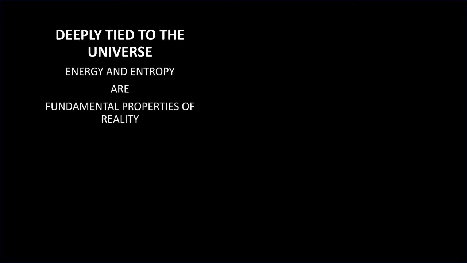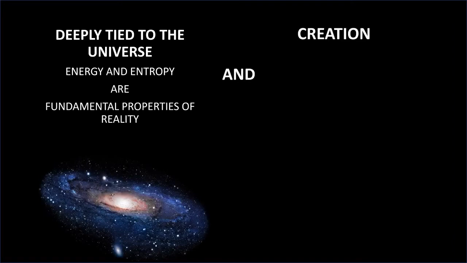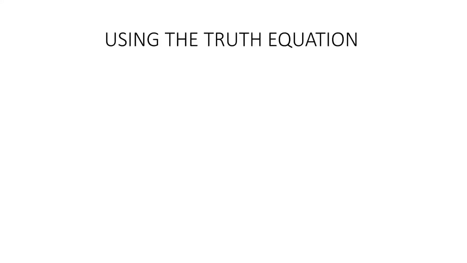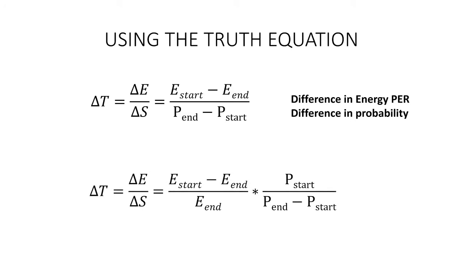This is actually deeply tied to the universe, as energy and entropy are fundamental properties of reality itself. It's also deeply tied to creation, this idea of the emergence of complexity from the universe, going from less complexity to more complexity. So how do you use the truth equation? We're going to use the lock again to describe a simple way to use it. Truth is change in energy per change in entropy. This can easily be described as the difference in energy per difference in probability. This is a way to normalize it. You just divide the energy by the beginning energy and divide the probabilities by the beginning probability.